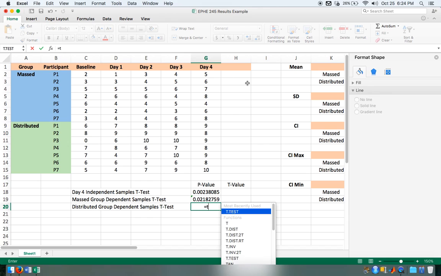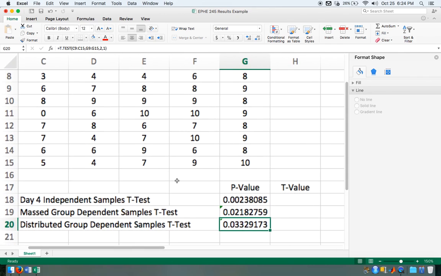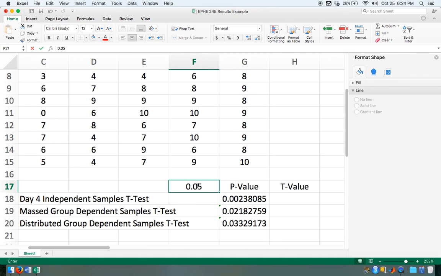For the last one, we're going to do the same thing for distributed. So there you go: 2 tails, paired sample. And yet again, this one's a lot closer to 0.05, but it is still under 0.05, so it is statistically significant. These are our p-values that we're going to report.